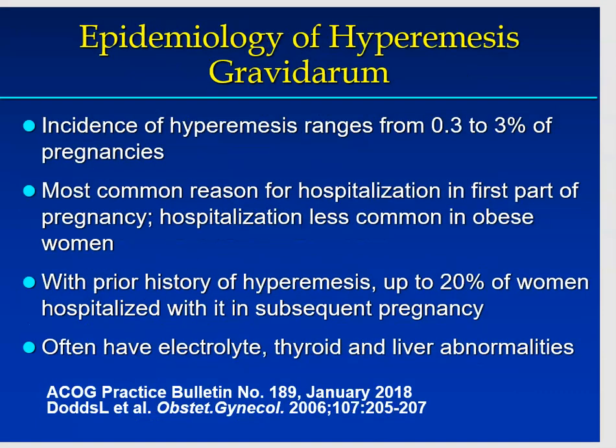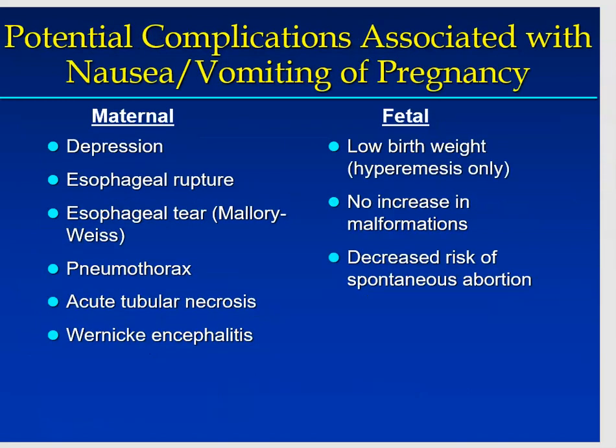Hyperemesis gravidarum certainly has a far lower incidence, which ranges between 0.3 to 3% of pregnancies. However, it's the most common reason for hospitalization in the first part of pregnancy, though hospitalization is less common in obese women. With a prior history of hyperemesis, up to 20% of women hospitalized with it previously will be hospitalized with it in a subsequent pregnancy. These women also often have electrolyte, thyroid, and liver abnormalities.